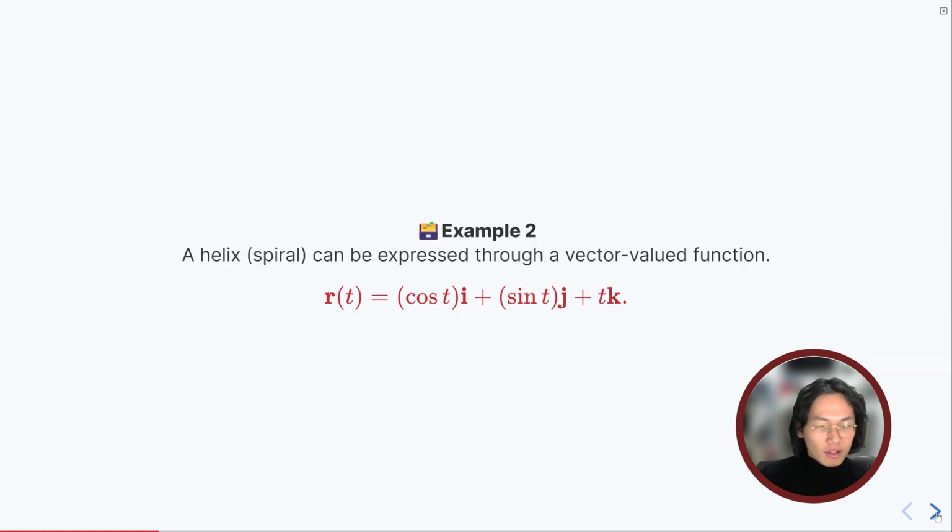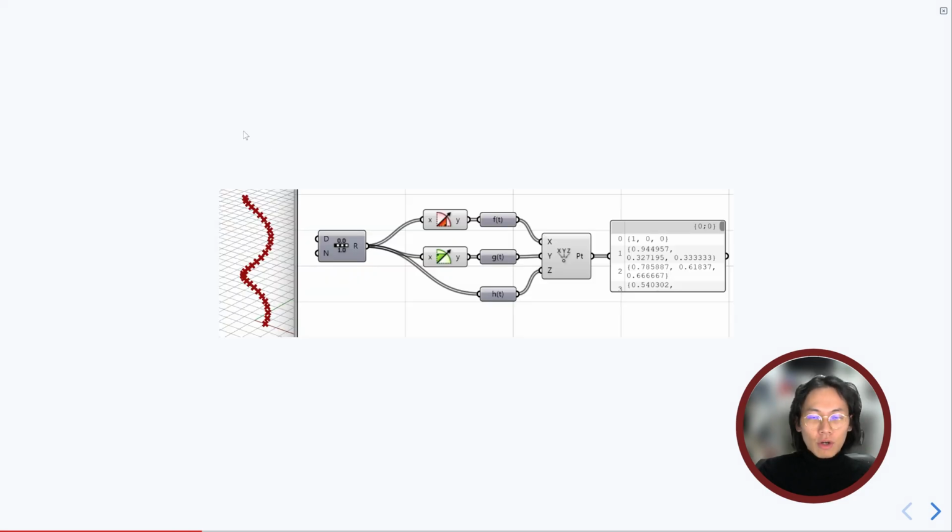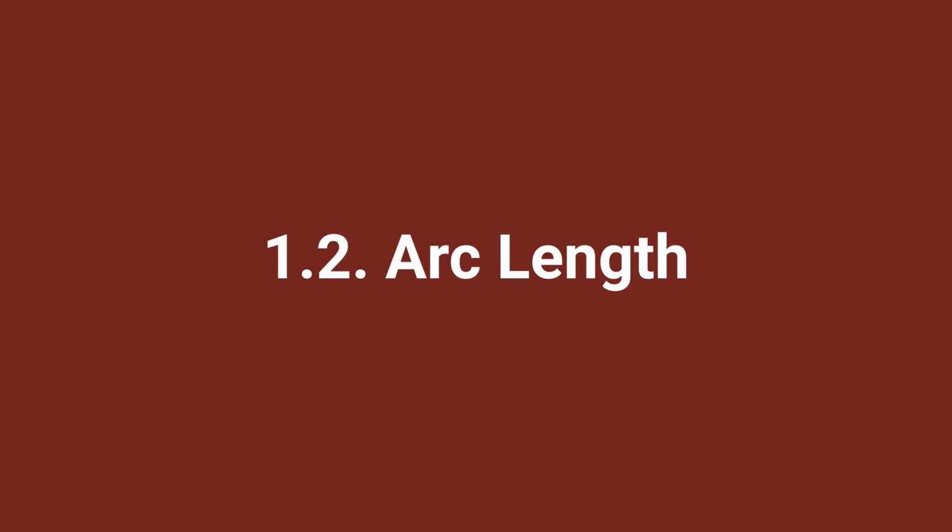Another example, a helix, is called a spiral curve, and the vector valued function can be represented like this. The x value is cosine t, the y value is sine t, and the z value is t, and different variables can give you different kinds of curve shapes. Here is an example in Grasshopper. I generate a list of numbers and plug in the cosine function and the sine function, and also the plain t function, and plug them into Construct Point, and it gives me back a helix spiraling up.